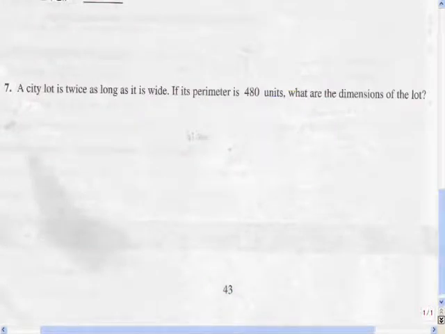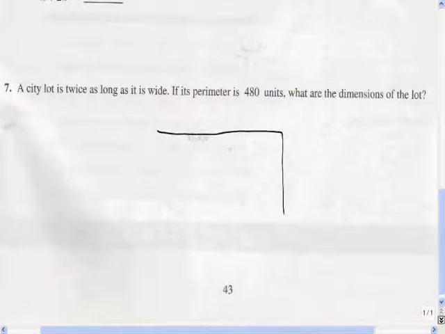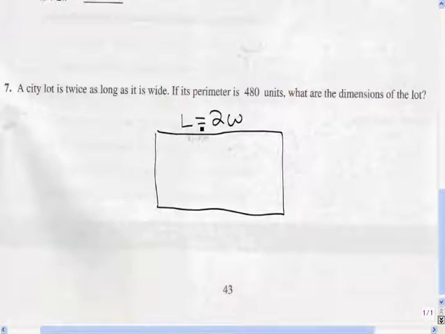So in this word problem, they're talking about a city lot. A city lot is usually a square or a rectangle, so I'm going to draw a rectangle, right? And then they describe it for me. They tell me the city lot is twice as long as it is wide. So length equals 2 times W. And the perimeter is 480, so I'm going to write over here P equals 480. And they want me to figure out what the width is, right?